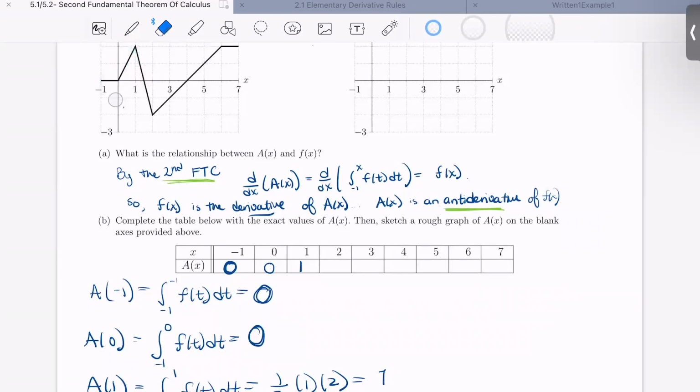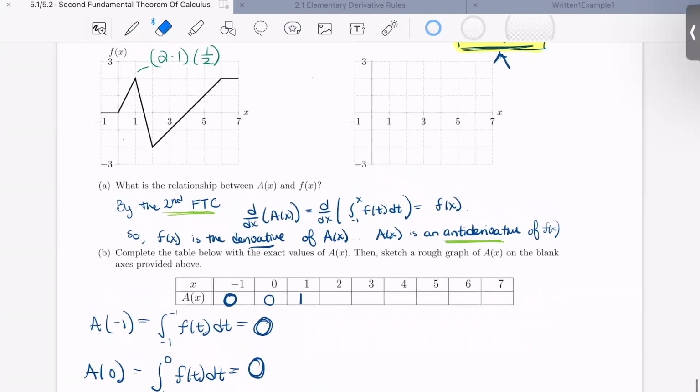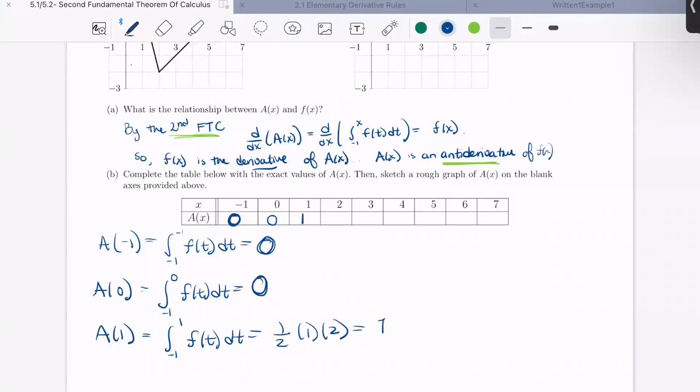All right, now I'd like you to pause the video and see if you can fill in a few more of these values of A of x. When you're ready, play the video and we'll compare our work. After you calculate those integrals, you should be getting A of 2 is 1. A of 3 is negative 0.5. A of 4, negative 1. A of 5, negative 0.5. A of 6 should be 1, and A of 7 should be 3.